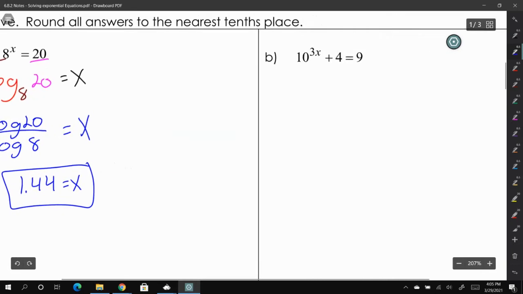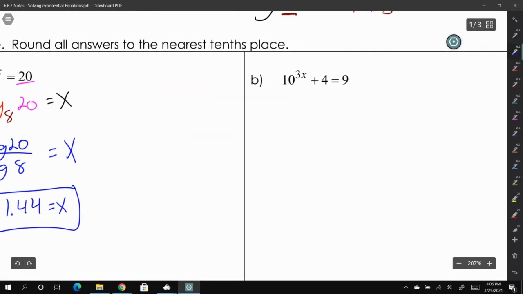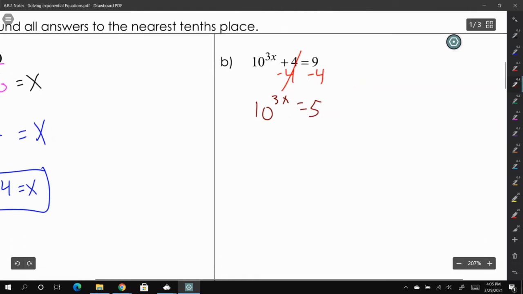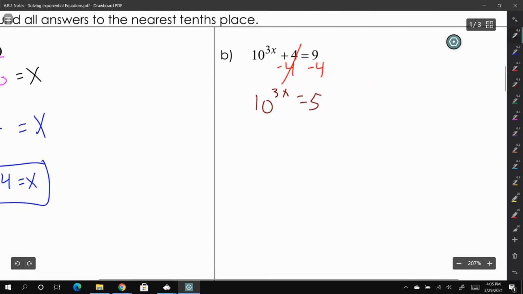Now in letter B, we don't have our base to some power by itself. We have this plus 4, so we have to deal with that first. We can subtract 4 from both sides, and then we get 10 to the 3x equals 5. And now we can change this to a log.